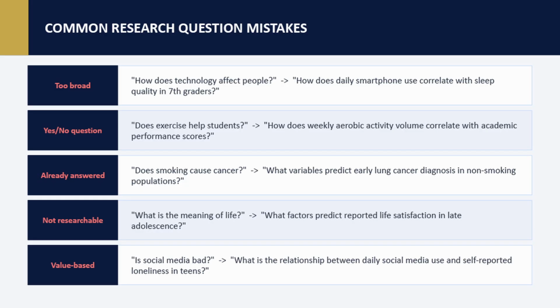So here are some common research question mistakes. Too broad: How does technology affect people? A better version: How does daily smartphone use correlate with sleep quality in 7th graders? See, technology affecting people is such a general question that it's too broad to have actual impact. But daily smartphone use, sleep quality, and 7th graders, it's three things, it's specific, and it has a high chance of having impact. And then yes and no questions.